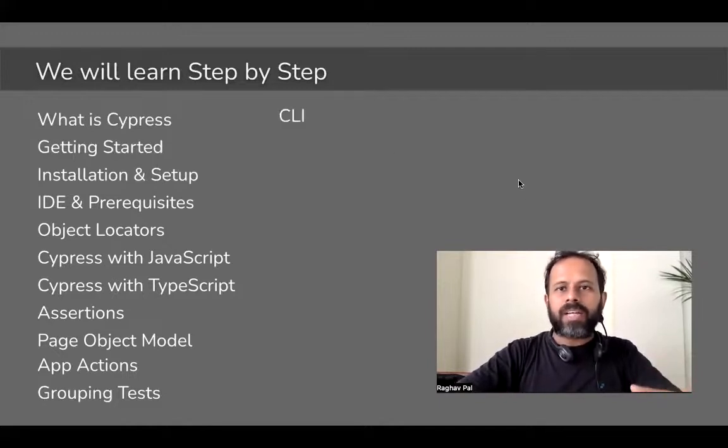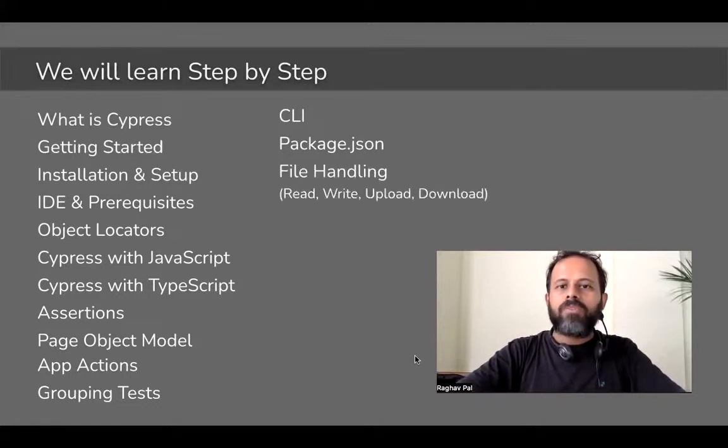We will learn about the command line execution and the command line interface. We will see what is package.json. We are going to create a node project for Cypress, and there we will have a very important file that is package.json. We will learn about it. We will see how do we read and write files in Cypress. How do we upload and download files with Cypress?